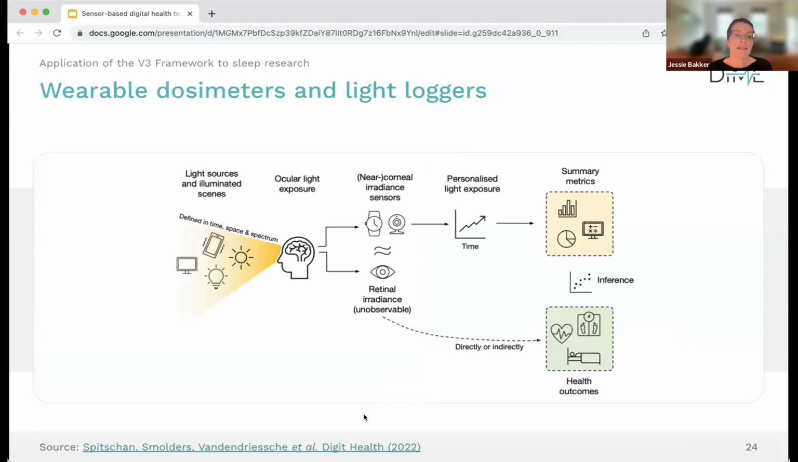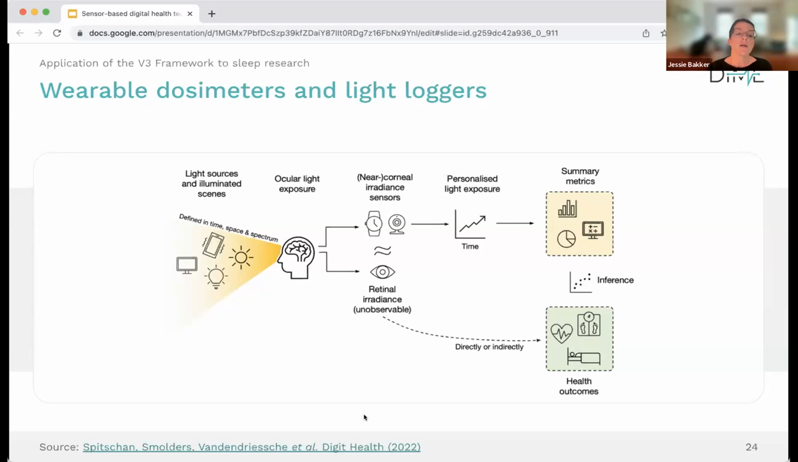So when we're thinking about wearable dosimeters and light loggers, all of us, of course, are exposed to various artificial and natural light sources throughout our days that are defined in time, space, and the spectrum of the light. And all of that combined adds up to our ocular light exposure. And what we're actually interested in from a biological point of view is the light that reaches the retina. However, we're not able to measure that directly.